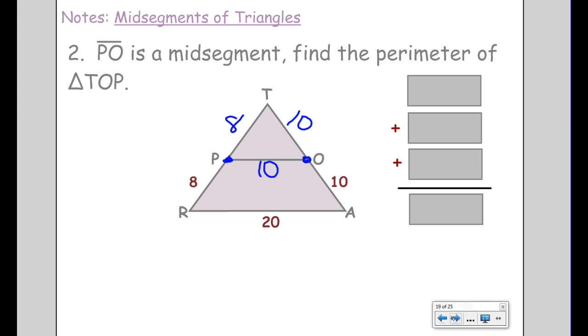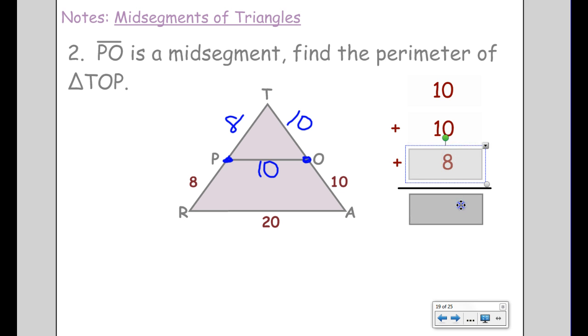Jeanette, what'd you get for the perimeter? 28. Very good. 10 plus 10 plus 8 equals 28. Okay. You add up the sides. We're going to move on.